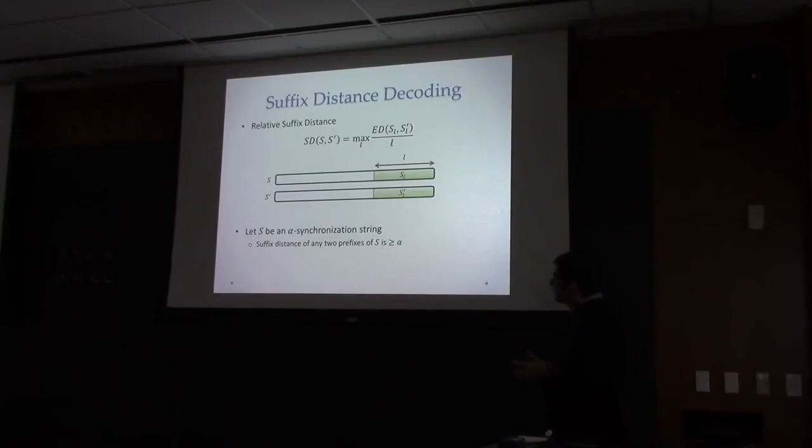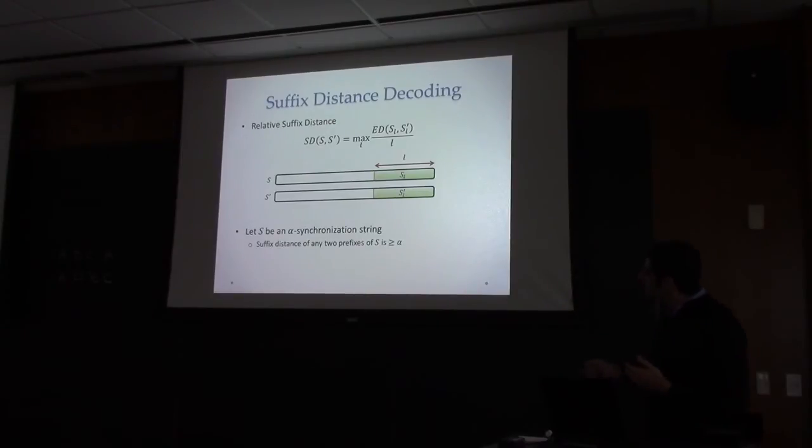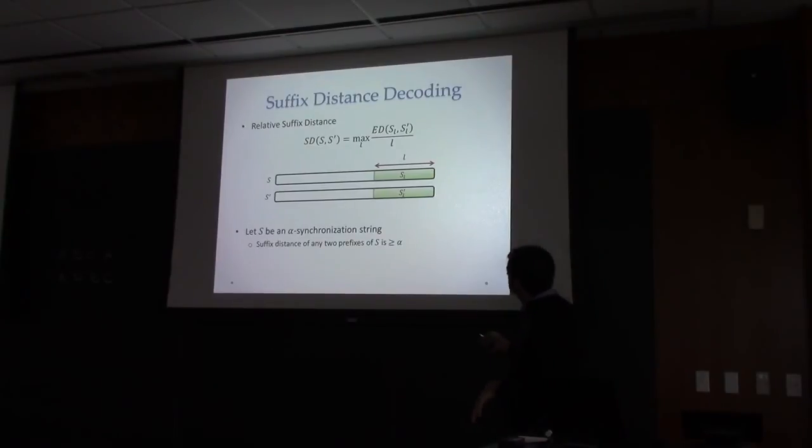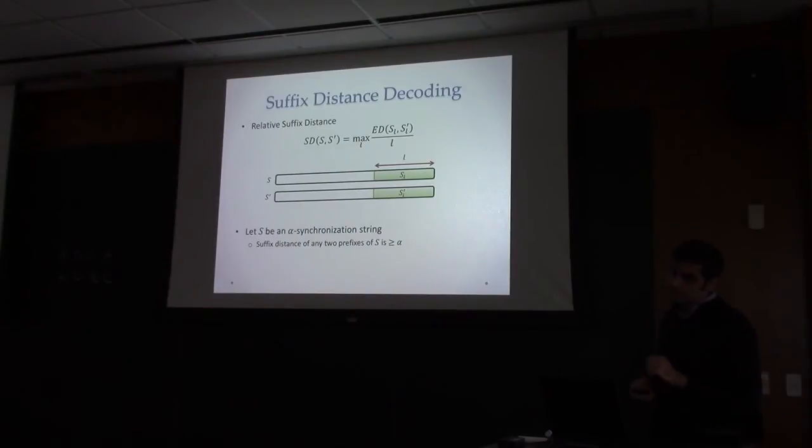One very useful property that synchronization strings have is that if you look at the set of prefixes of synchronization strings, any two prefixes are going to be far apart by at least alpha under the notion of suffix distance. Yeah. So here, do S_L and S_L prime must be the same index, or are they just two strings with length L? S and S prime are two different strings, but they should be exactly the same length.